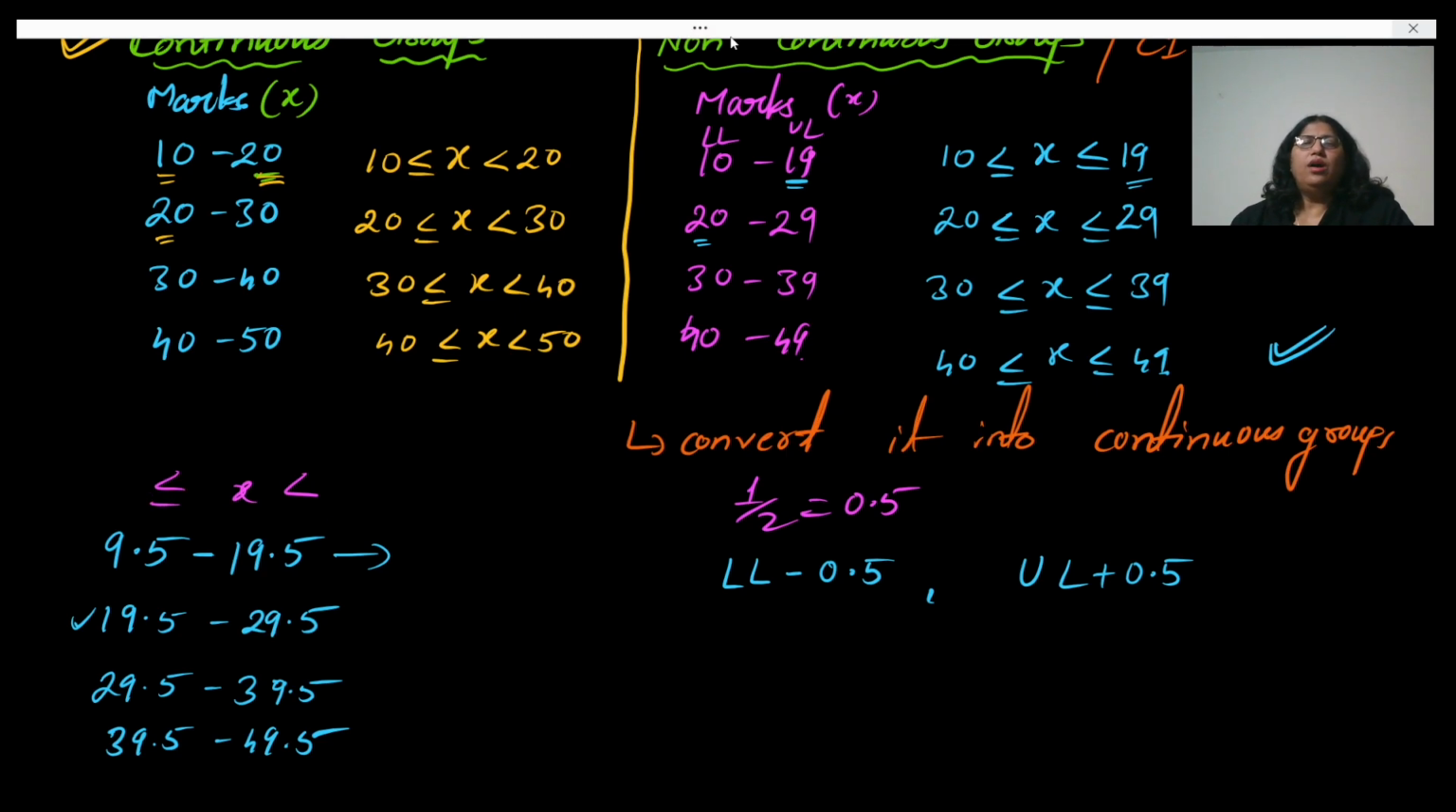Whenever you are talking about grouped data, mostly you get this kind of data. But if you have any non-continuous interval, then you first have to convert it into a continuous interval, and then you can use this data for a histogram or for calculating the median or mean.